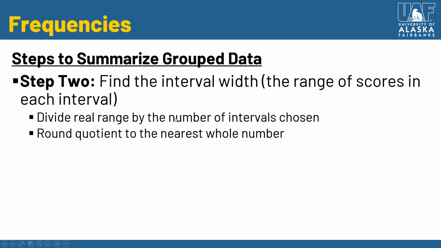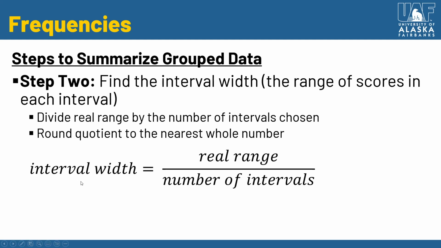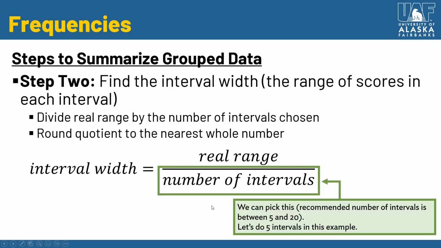To do this, we're going to follow these steps. First, divide the real range by the number of intervals that we want to use, which is arbitrary. We can decide however we please or whatever suits the data best. And then we're going to round the quotient, the result of that, to the nearest whole number. So to put that in mathematical form, interval width equals real range divided by number of intervals. And again, we can pick this, right?